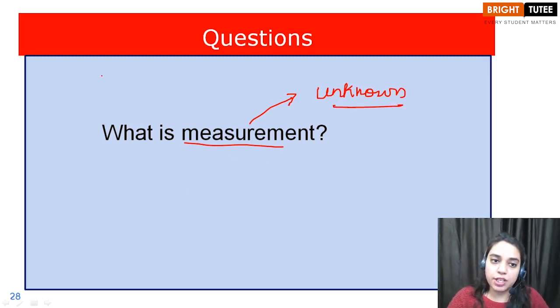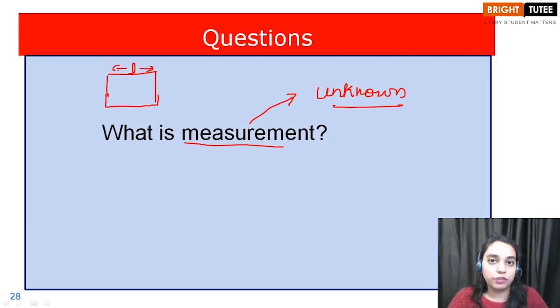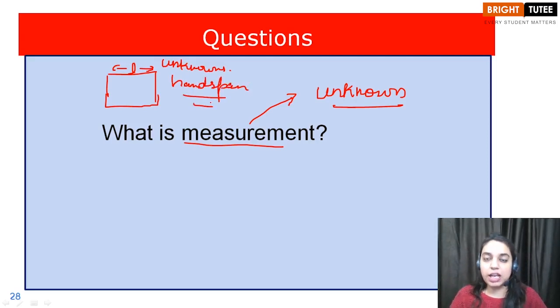Okay children. For example, say we have to measure the length of this desk. So, what is unknown? The length of this desk is unknown. And say we have to measure it with our hand span. If we are measuring it with our hand span, what are we comparing the length of the table with? We are comparing the length of this desk with the known entity, which is our hand span. So this is measurement. What we are doing in measurement? We are comparing the unknown dimension with some known and fixed quantity.